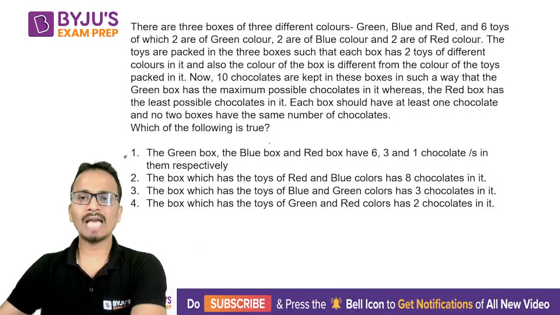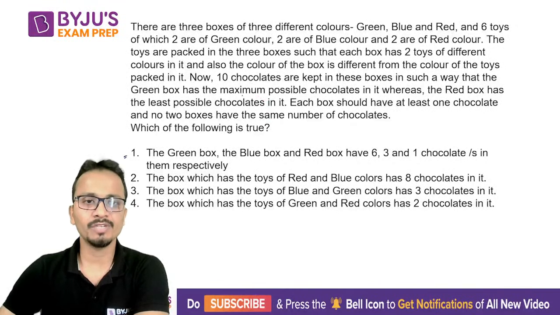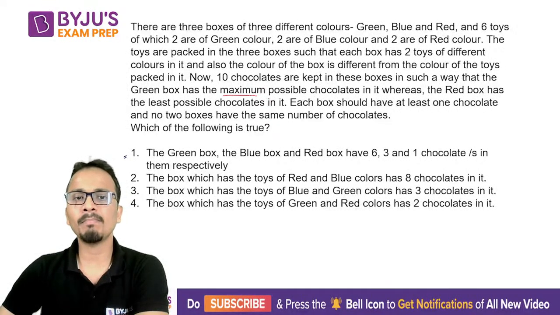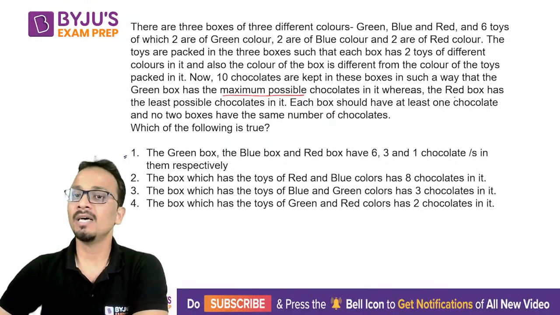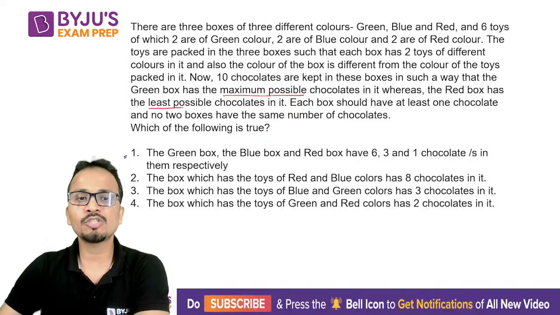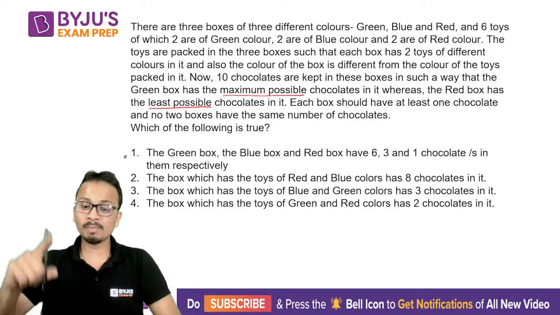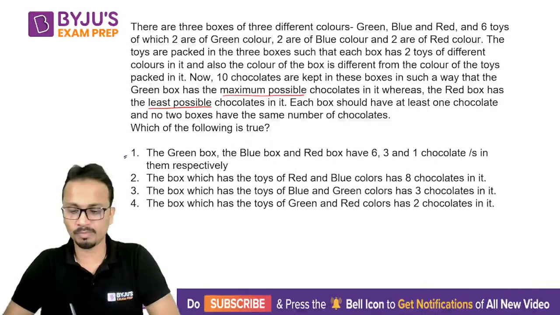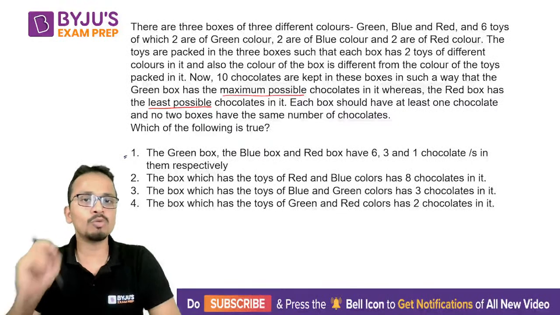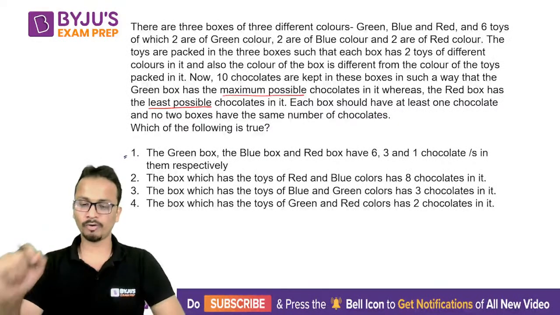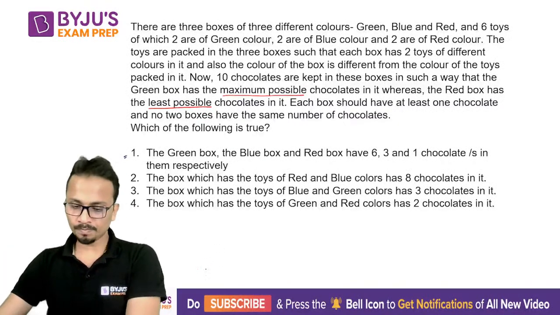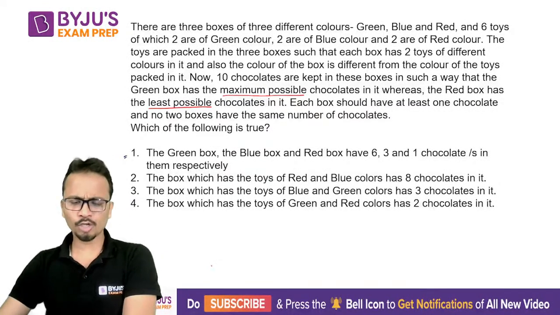Now please look at these words very carefully. The green box has maximum possible chocolates in it, whereas the red box has the least possible chocolates. So maximum possible and the least possible. Please be careful about this language. All right. Okay. So Akash, Krupa, Ronak, and Kush, all of you have said that the answer is option A.